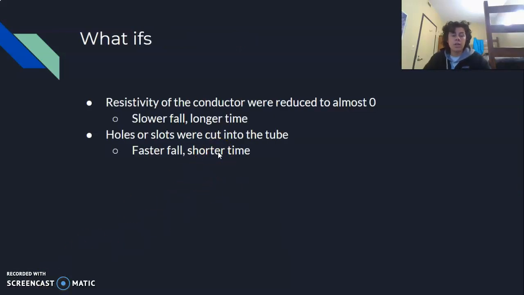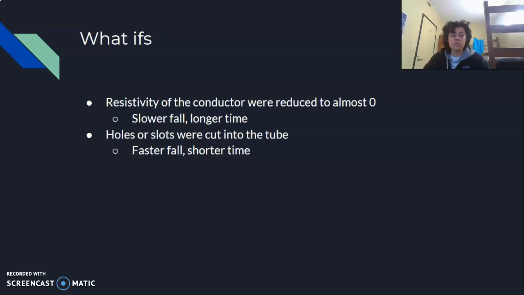Now, some what ifs. If the resistivity of the conductor was reduced to almost 0, there would be a much slower fall and a longer time, because there would be more charge going through the tube, and since the EMF remains constant, R is going to be much smaller than I. So as I increases, FB increases, so FB is going to be much greater than FG. So like I said, a slower fall and a longer time that it is in the tube.